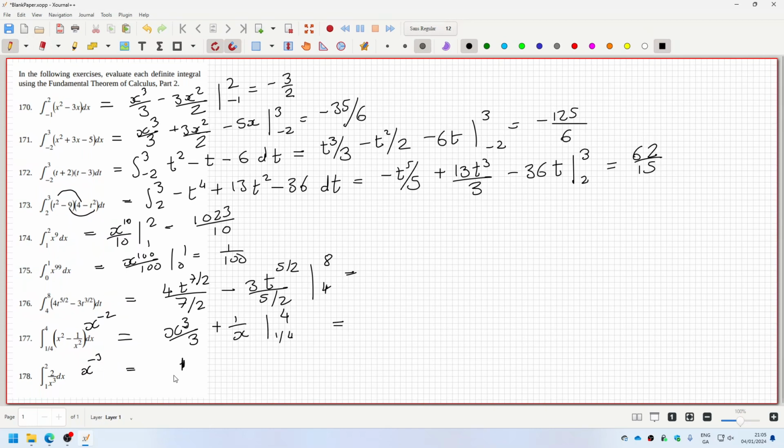It'd be 1 over x minus 1 over x squared. Bring down the power. Reduce the power by 1. I think that's right. Okay, let's put this in on the calculator. Okay, 4 and 8. Four.